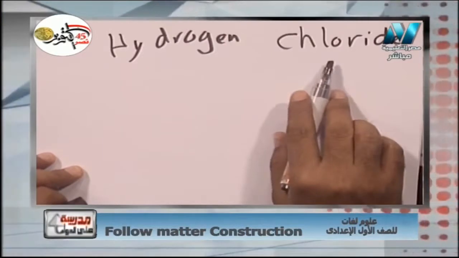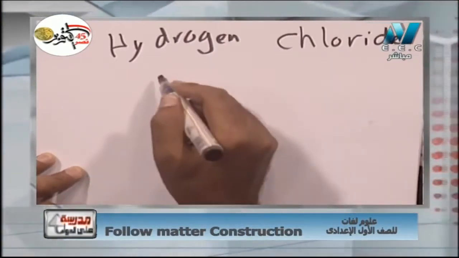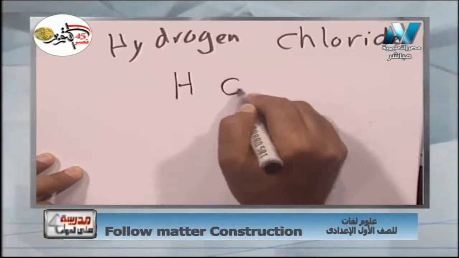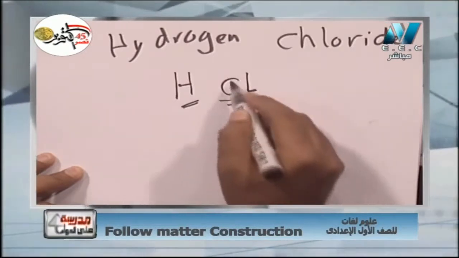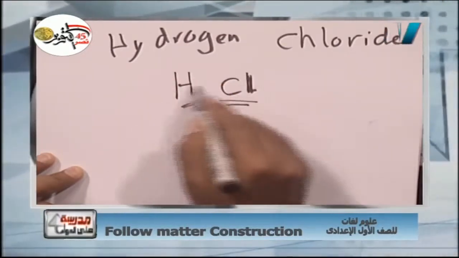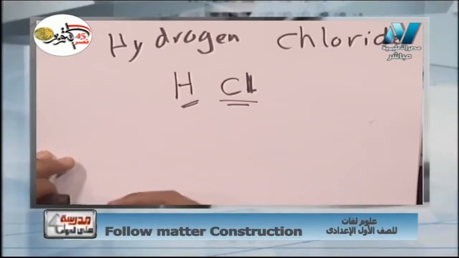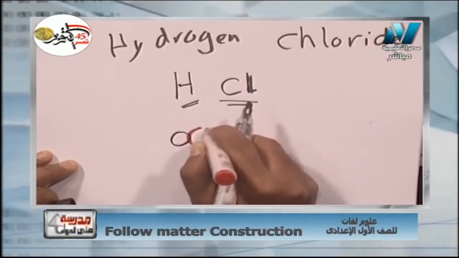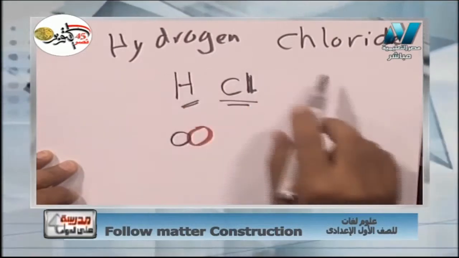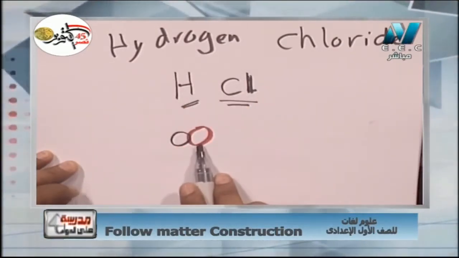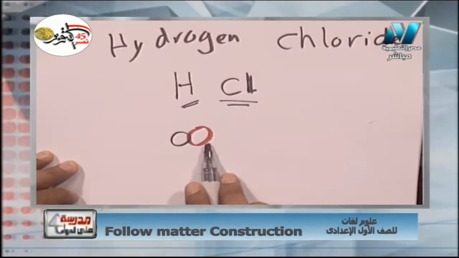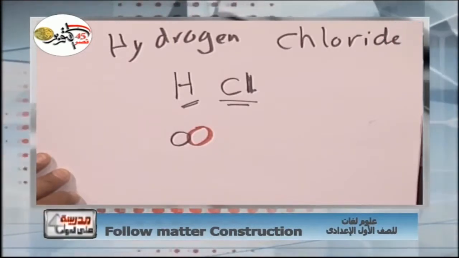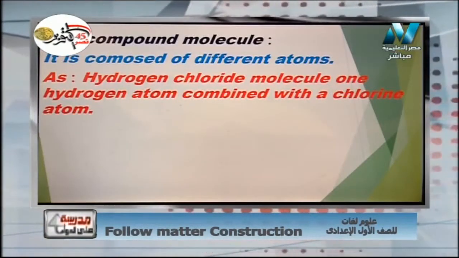Chloride comes from chlorine. So hydrogen chloride, it's obvious that it consists of hydrogen, that is symbolized by H, and chlorine, as we will see next lesson. So there are two types of different atoms. This molecule consists of a hydrogen atom and a chlorine atom. They are different. Hydrogen chloride consists of one hydrogen atom combined with one chlorine atom. Okay, as we see on the monitor, a hydrogen chloride molecule consists of one hydrogen atom combined with what? With a chlorine atom.